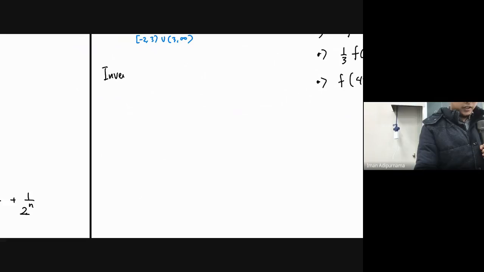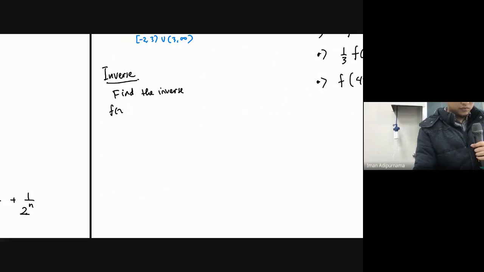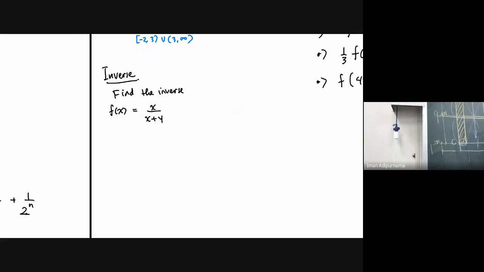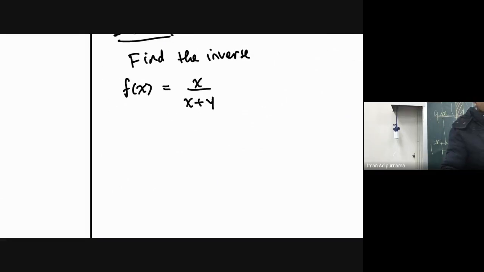And the other part that I think is important is inverse. Actually, there are other parts like linear equations, models. I think you already know. And these 3 parts, I believe, you still have much to do. So inverse. Let me just give you the question. So find the inverse. I'm giving you maybe the easy one first. f of x is x over x plus 4. Okay, this is 4.